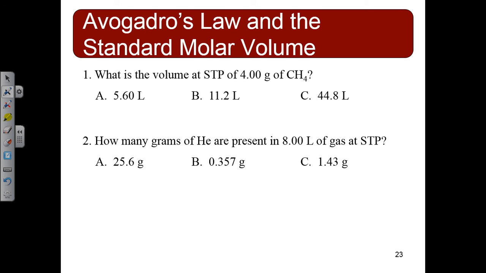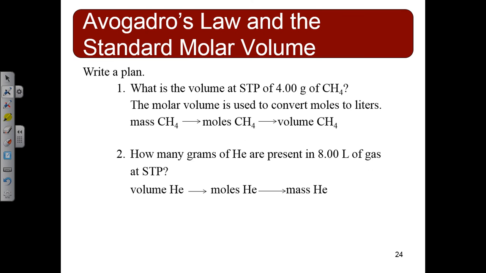So think about what conversions you'll have to use. If you have grams, you're going to have to add up the molar mass. So you're going to need grams per mole. And then you're obviously going to need your standard molar volume. All right, see if your plan is looking like this.